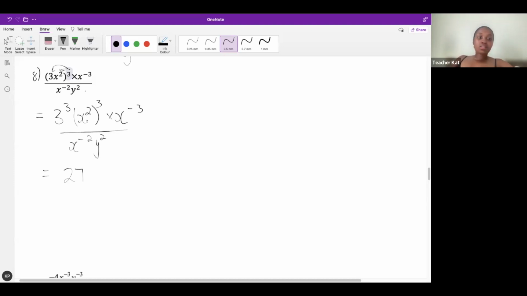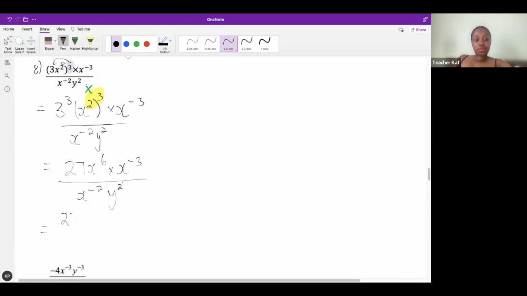27. X squared all cubed. My new exponent for x is, reminder that we are multiplying over here. Nice. It is x to the power of 6 times x to the power of negative 3 all over x to the power of negative 2y squared. Okay, equals. Now we are multiplying. So what are we going to do with the exponents of x?